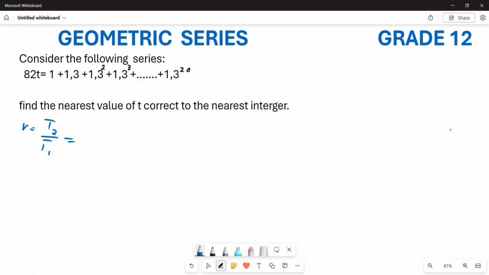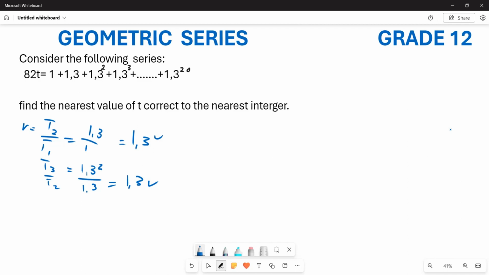Looking at this, your term 2 is given by 1.3 and your term 1 is given by 1, which means the ratio is 1.3. Similarly, term 3 over term 2 is 1.3 squared divided by 1.3, which is still 1.3. So 1.3 is correct as our ratio. Now that we've found that, remember we are looking for the value of t.